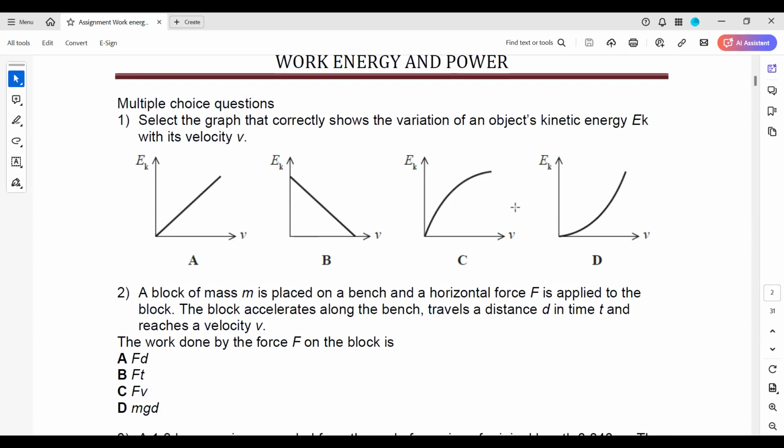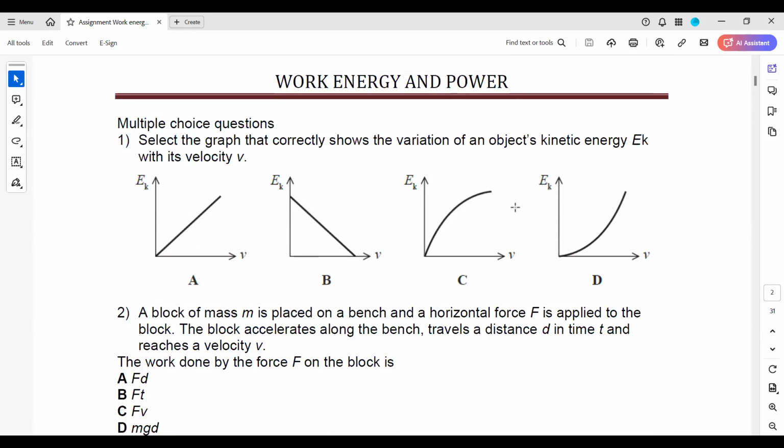Select the graph that correctly shows the variation of an object's kinetic energy with velocity. You can use the chat to answer. I will explain the reason as well, but just use the chat to answer how kinetic energy and speed are related to each other. Is it A, B, C, or D? Don't bother about the answer being wrong because this is just a practice. So I want participation from everyone.